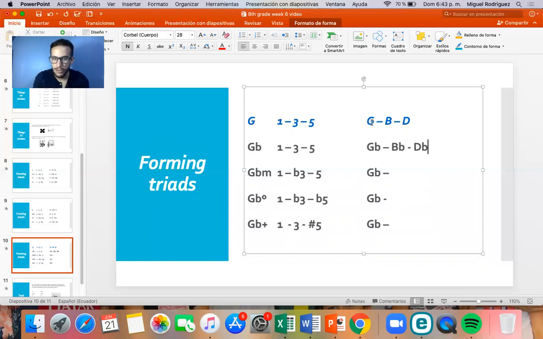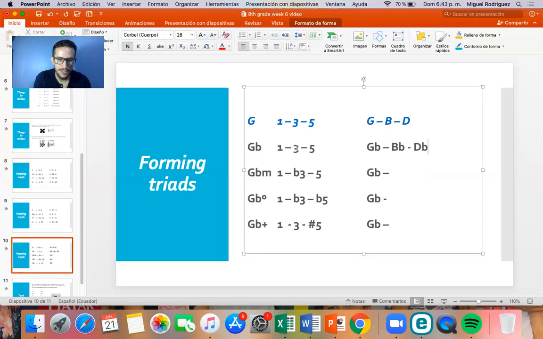So if we put G flat here, then we have to make all flat for it to keep the same formula. Okay, so that is G flat major. Now let's go to G flat minor. So we have the number one, which is going to be G flat, the same, it remains the same.